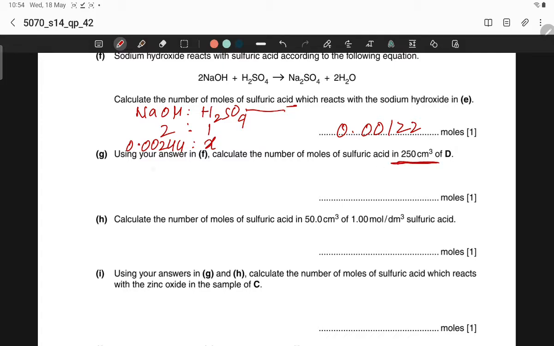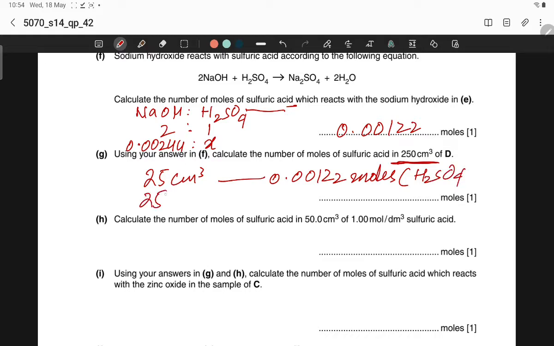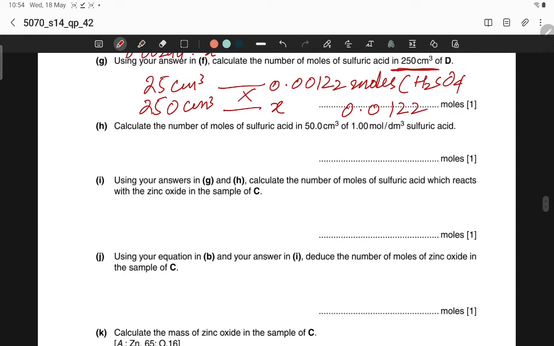Using your answer in F, calculate the number of moles of sulfuric acid in 250 centimeter cube of D. We know that 25 centimeter cube contains 0.00122 moles of sulfuric acid. So what would be the moles in 250 centimeter cube? So this is x. By cross multiplying, we get 0.0122 moles.